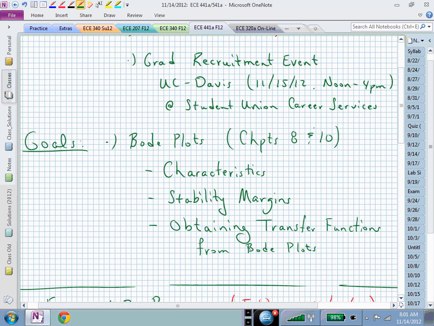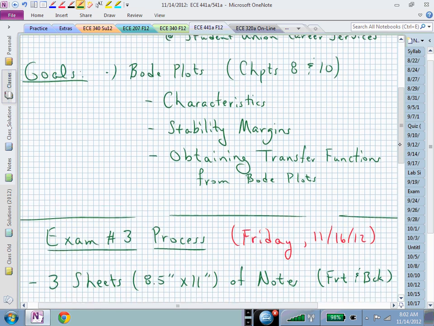And then we'll talk about system identification. How do you find a transfer function from a Bode plot? If somebody gives you this frequency response, can you now extract from that the transfer function, the G of S? That's where I would like to go.